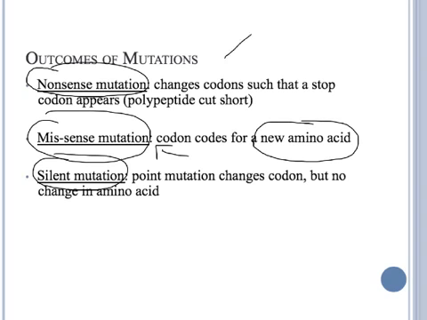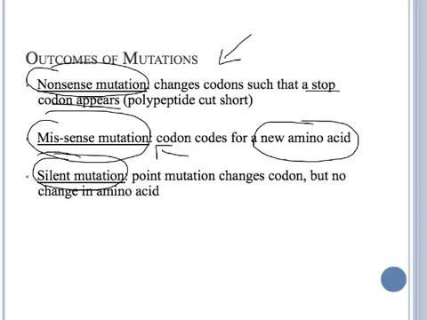A nonsense mutation would be where I was supposed to have an amino acid, but now my mutation has introduced a premature stop codon. I have a stop codon earlier than I'm supposed to in my protein. So instead of changing from one amino acid to a different one, like in a missense mutation, now I'm changing an amino acid to a stop codon in a nonsense mutation.